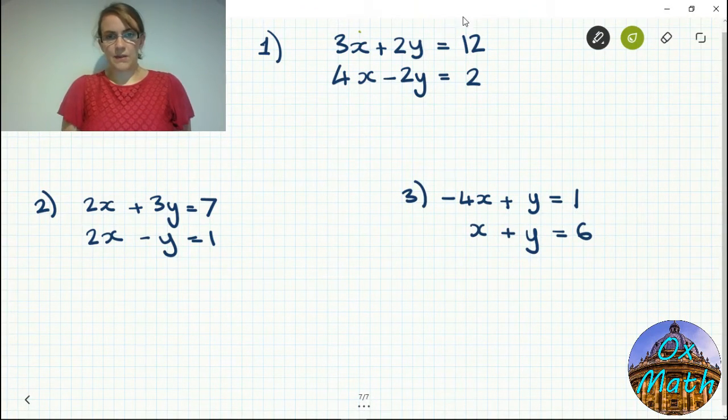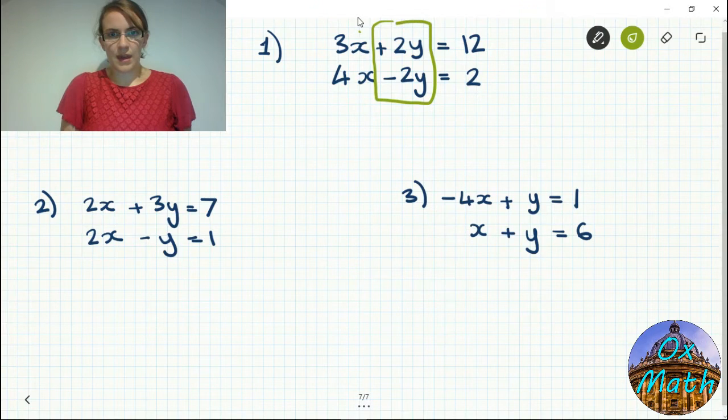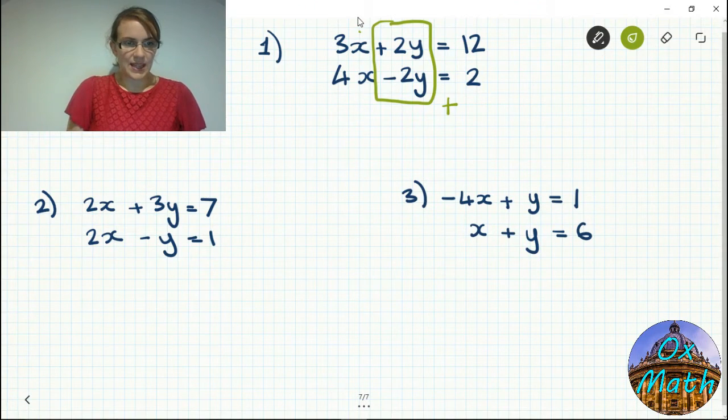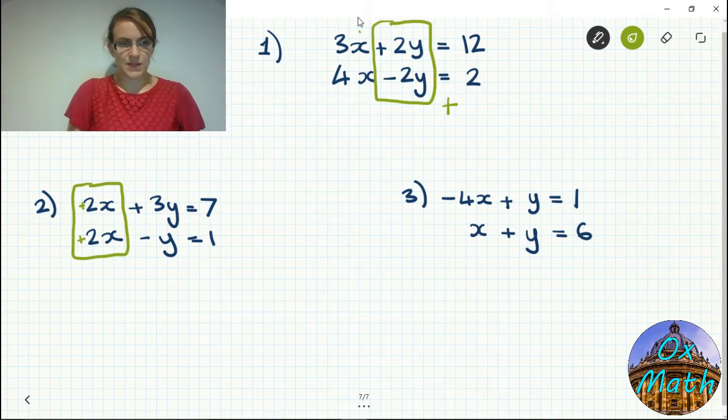So in this set of equations, it's the y's that are the same, so it's the y's that we are looking at. So we've got a plus 2y and a minus 2y, so to cancel them out we need to add them. In number 2 here, it's actually the x's that we are looking at, and although it doesn't have it, 2 just means positive 2. So these are both positive, so to cancel them out we need to subtract.